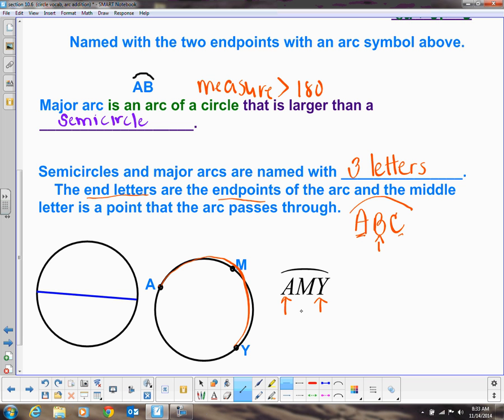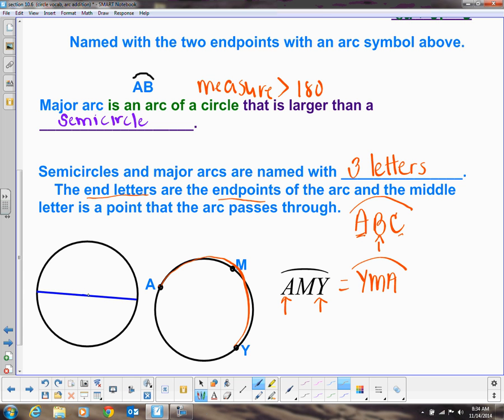They will probably give you this and ask you if it's a major or minor arc. Or they may ask you just to name a major or minor arc. That's fine. And we know it's AMY instead of YMA because of alphabetical order. Oh, no. YMA is the exact same arc because the endpoints are the same and they pass through this. Okay, that's important. Those are the same arc.